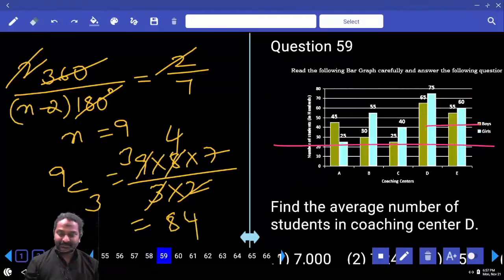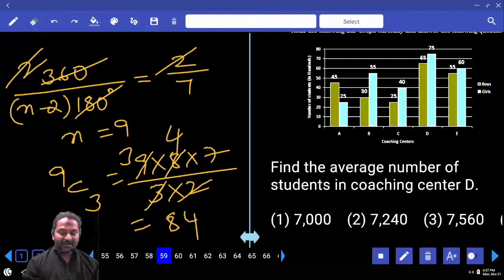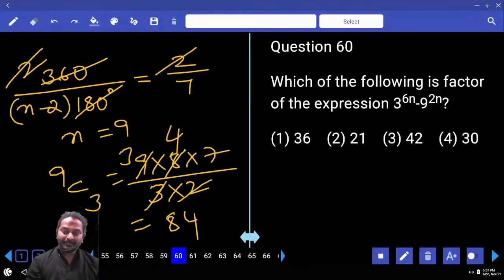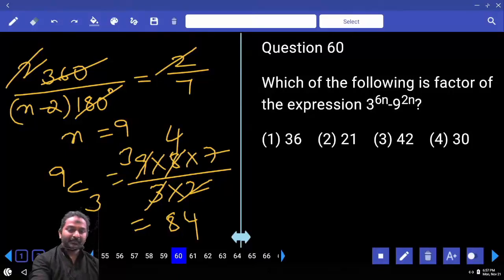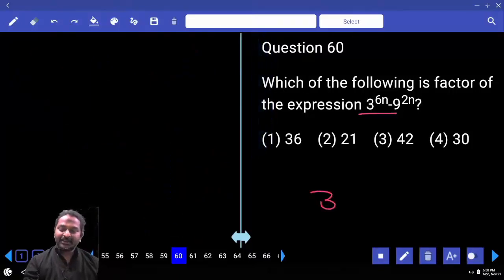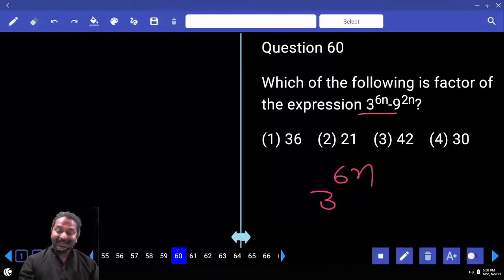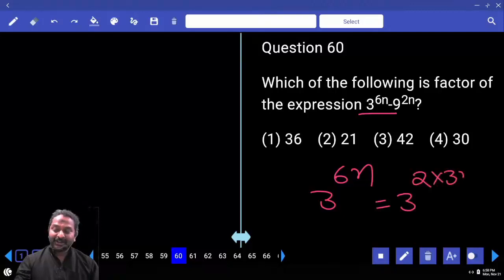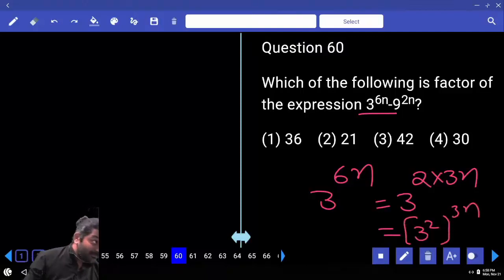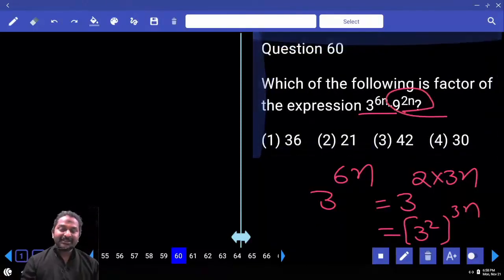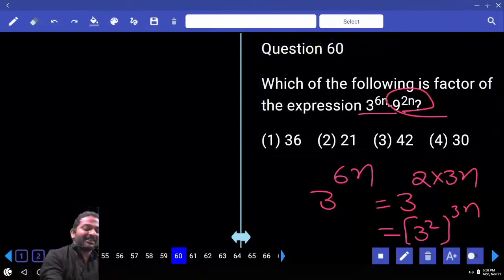Second option. Next. Is it necessary? Can I write 3 to the power of 6n? Can I write it as 3 to the power of 2 into 3n? Can I also write it as 3 square to the power of 3n? And the other number is 9 power 2n. 3 square in the sense 9. 9 power 3n minus 9 power 2n.